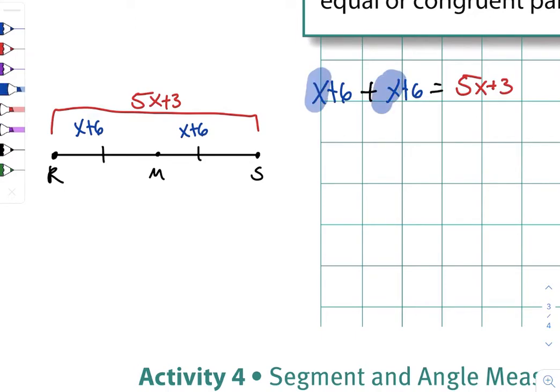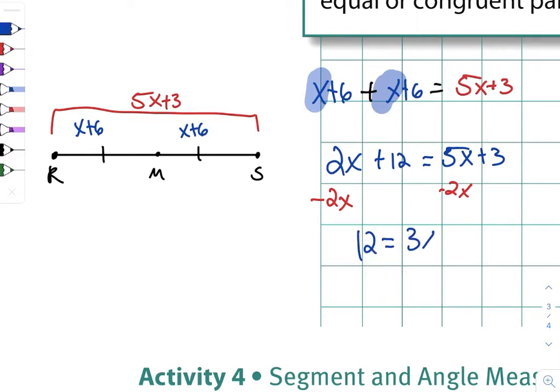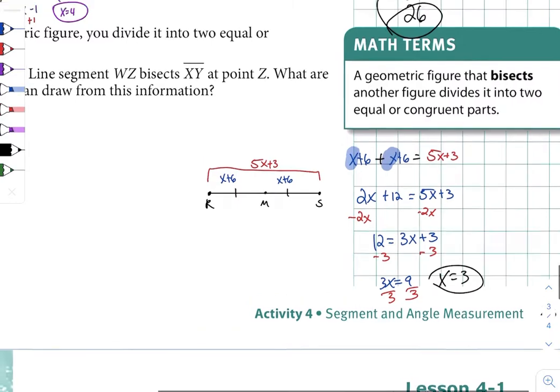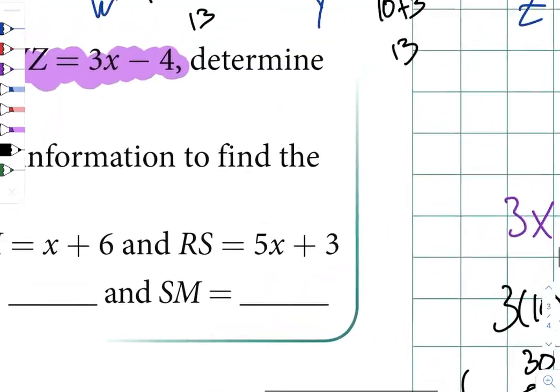x and x is 2x, 6 and 6 is 12. And then I'm going to solve by moving the x's all to one side. So I'll subtract 2x on both sides. That gives me 12 equals 3x plus 3. Subtract 3 on both sides. So that gives me 3x equals 9. Divide both sides by 3, and we get x equals 3. Now let's go back up and see what they actually ask us. They do ask for x, which is 3.